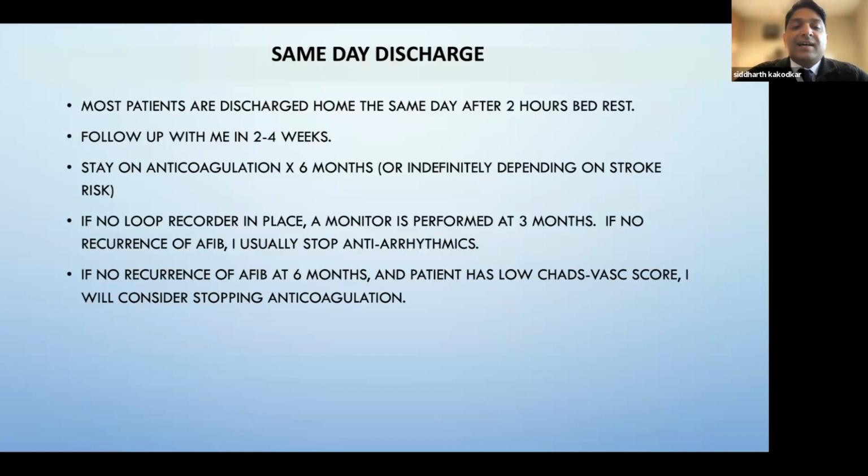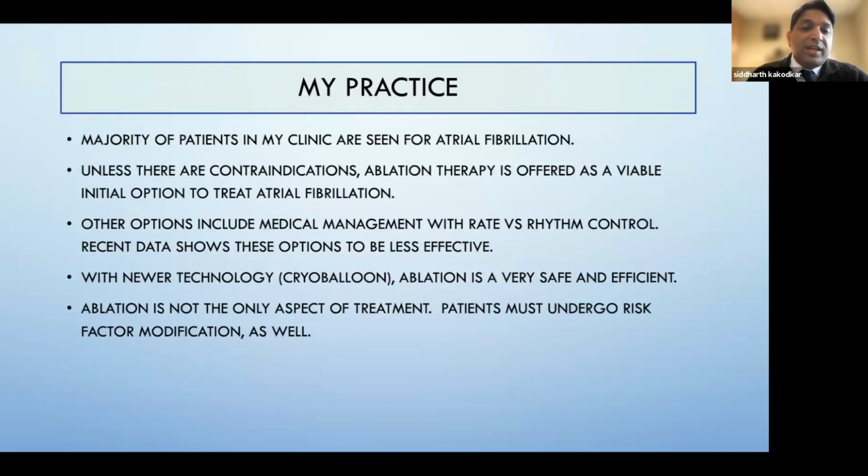And at the 3-month mark, if they're on an antiarrhythmic drug, I'll usually stop it if there's no recurrence of AFib. At the 6-month mark, if they have a low stroke risk, I will consider stopping their blood thinner long term. So the majority of my patients I see in clinic are for atrial fibrillation. And as long as there aren't any contraindications, ablation therapy is offered as a viable initial option to treat AFib.